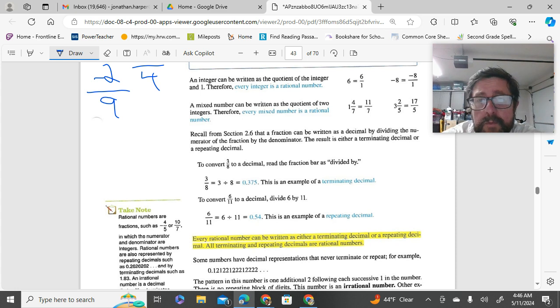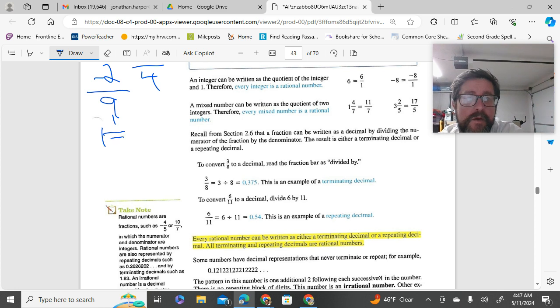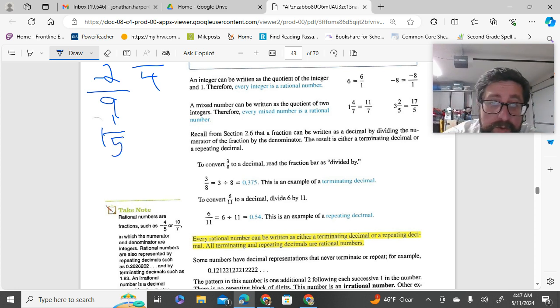A mixed number can be written as the quotient of two integers. Therefore, every mixed number is a rational number. So if you had 1 and 1/5, it's still a rational number. Okay.